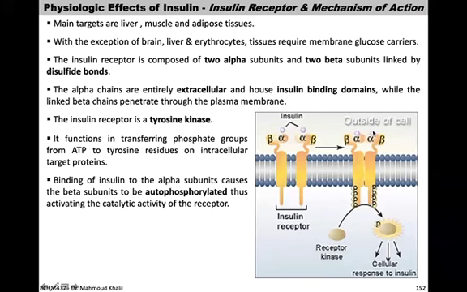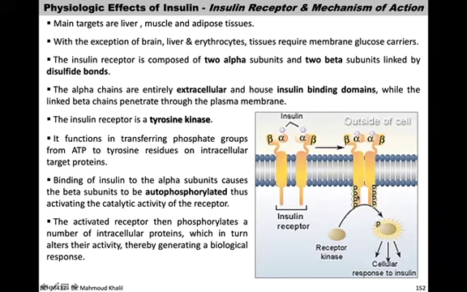The binding of the insulin to the alpha subunit leads to the auto-activation of this insulin receptor, and it is auto-phosphorylated, thus activating the catalytic activity of the receptor. This activated receptor then phosphorylates a number of other intracellular proteins, which in turn affect the cellular response to insulin. So it is kind of initiating the signal of the responses to insulin.